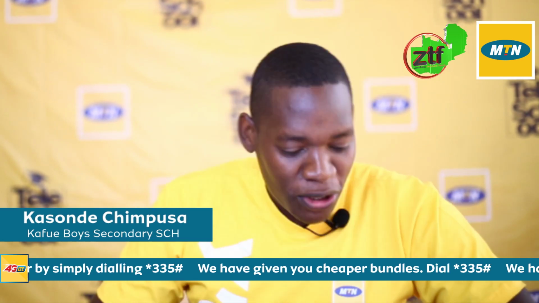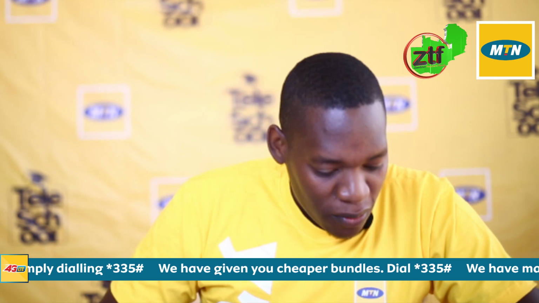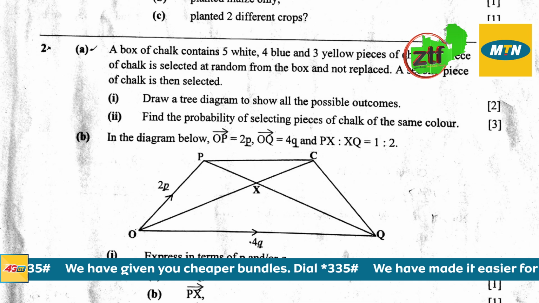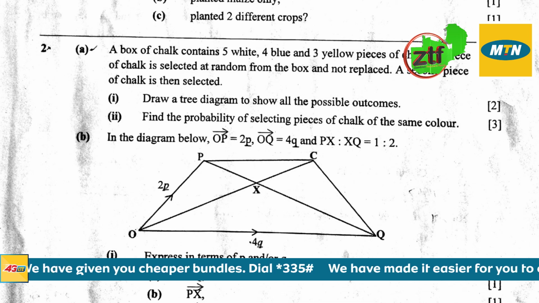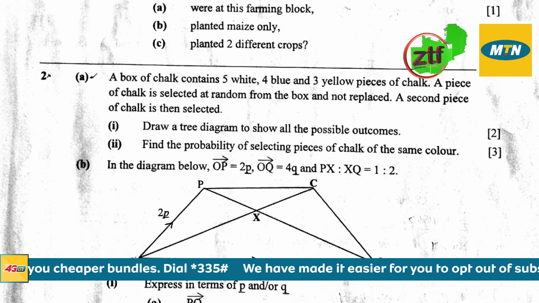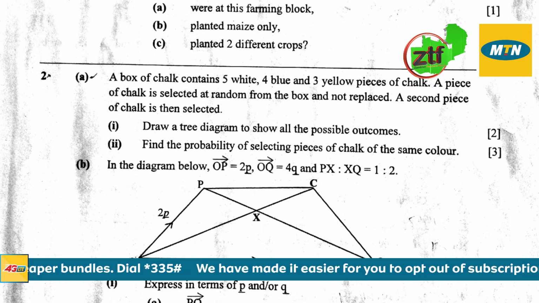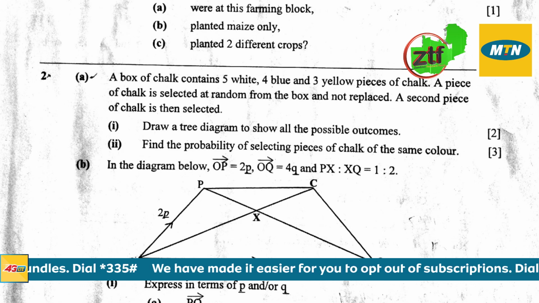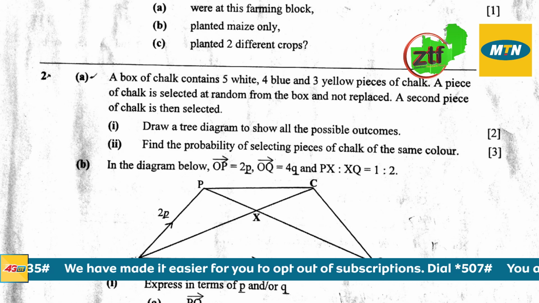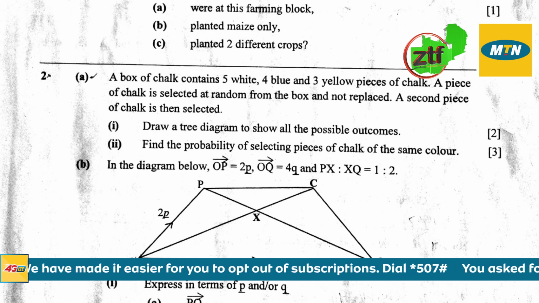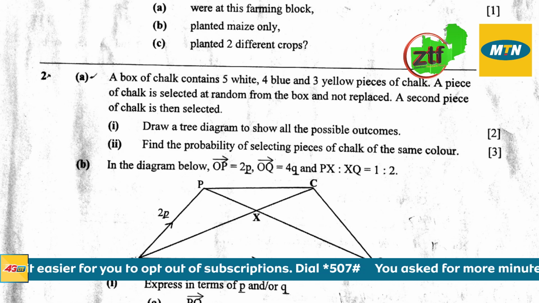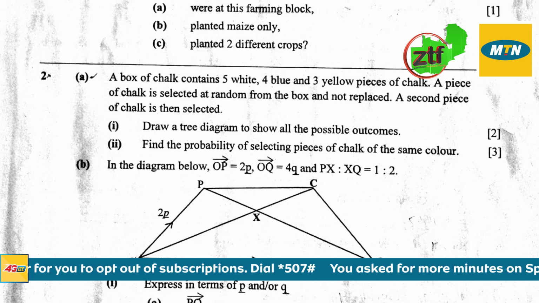All right, so question number 2, we have part A and part B. So part A reads, a box of chalk contains 5 white chalk, then we have 4 blue chalks and 3 yellow pieces of chalk.